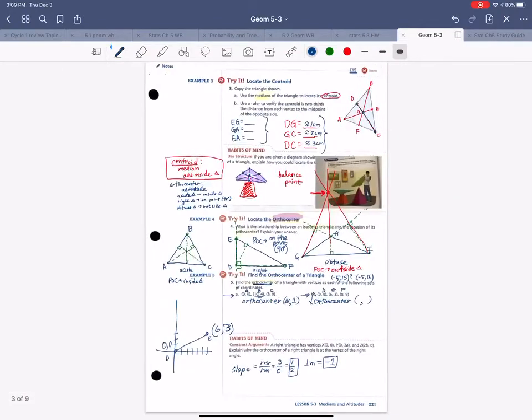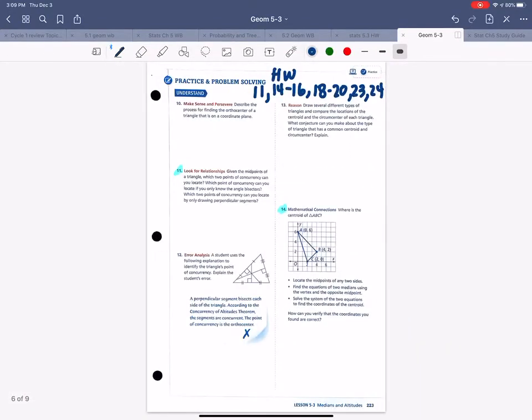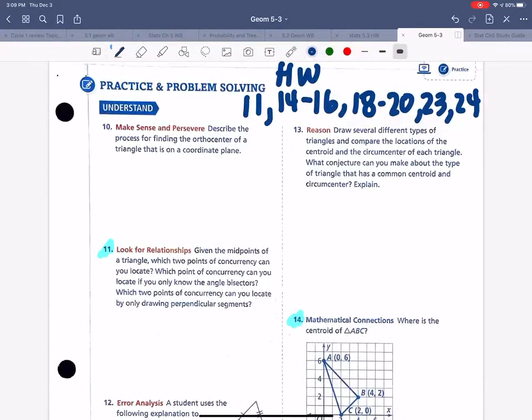Okay, so here's some of the notes we took today. And here's our assignment. Okay, so let's take a look. It says question 11. Given the midpoints of a triangle, okay, so given, we're not doing 10, so I'm going to just sketch a picture here. Given the midpoints of a triangle, which 2 points of concurrency can you locate?